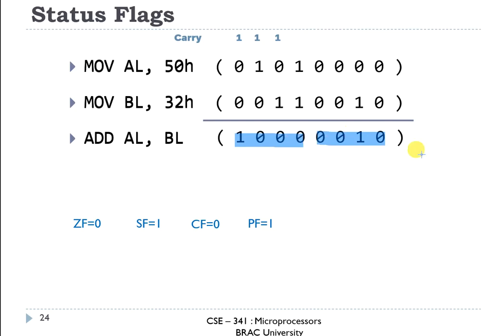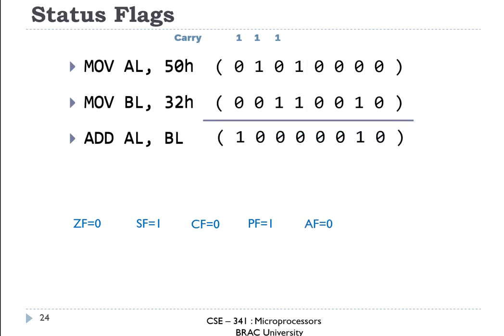Now, auxiliary flag is set to 1 if there is a carry from the lower nibble to the upper nibble, that is, from bit 4 to bit 5. In this case, however, 0 plus 0 is 0 and there is no carry. Therefore, auxiliary flag is reset to 0.